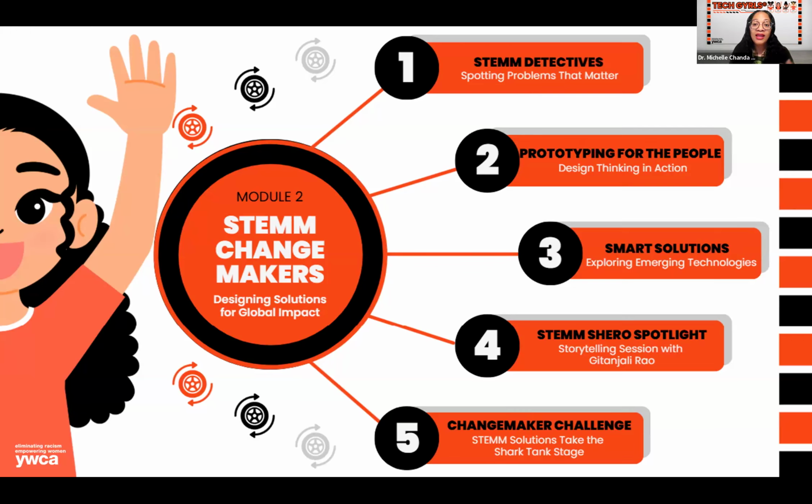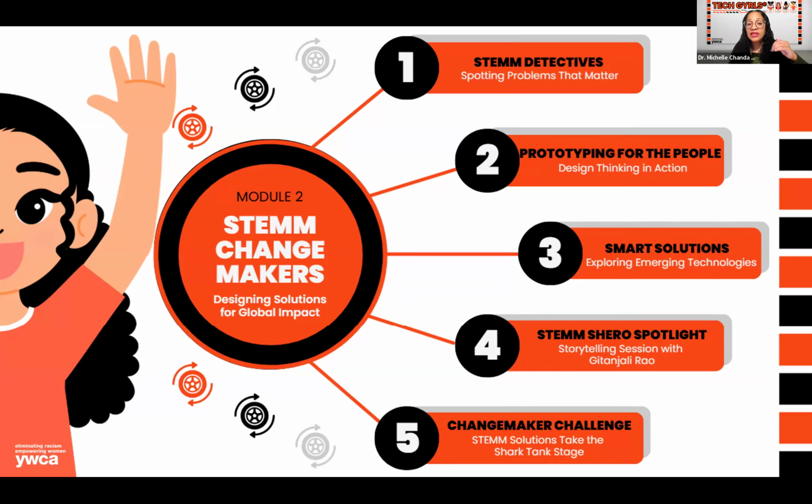In lesson number 3, they get to explore the power of smart tech: AI, VR, coding, robotics, all of those things, where they get to experiment with tools and understand what those tools do. In lesson number 4, they meet a young shero, Gitanjali Rao, a young inventor and scientist. They get to learn about her innovation and her social impact and connect it to themselves. And lesson number 5 is their Changemaker Challenge, a Shark Tank style pitch, where they bring all of the artifacts together to pitch their bold solution.